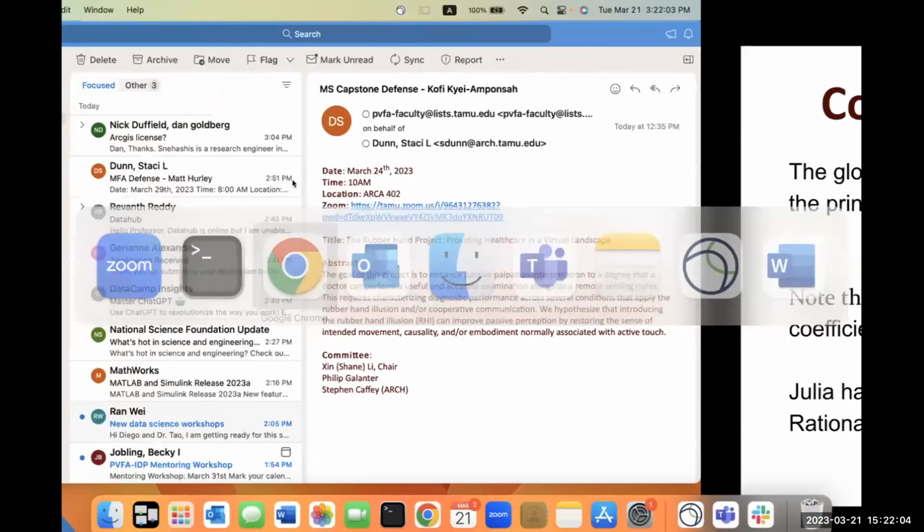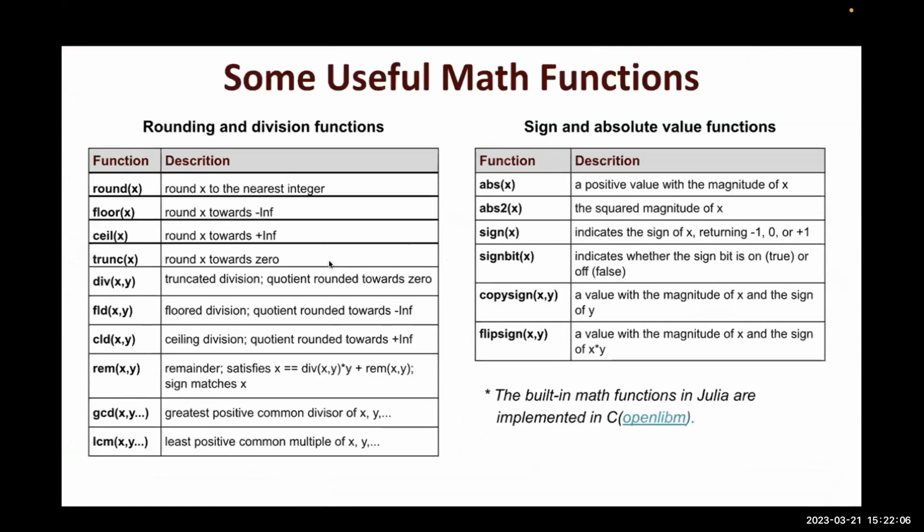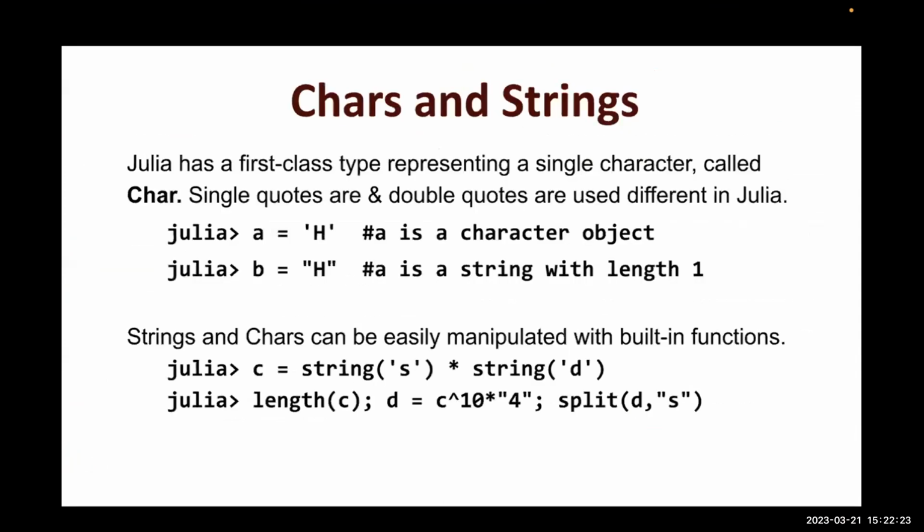I'm sorry, getting back to where we were. So those are the rational numbers, and there are some useful math functions. This applies to all the different numerical data types, and they can all work perfectly. There are some functions you might be familiar with and some you might not be, but they all work nicely with Julia. So I'll go quickly through this.